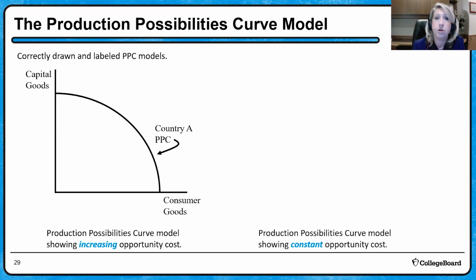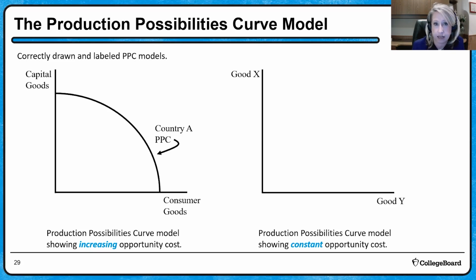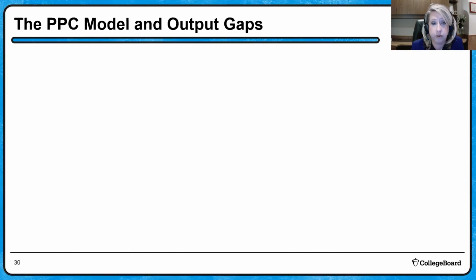We could also draw a PPC that has constant opportunity costs. Let's say we're looking at two goods, good X and good Y. If the resources are fully transferable or fully substitutable in the production of both goods, we'll have a constant opportunity cost. We might have some specific values in our graph, but here are two correctly drawn and labeled PPC models, one showing increasing opportunity cost, the other showing constant opportunity cost.